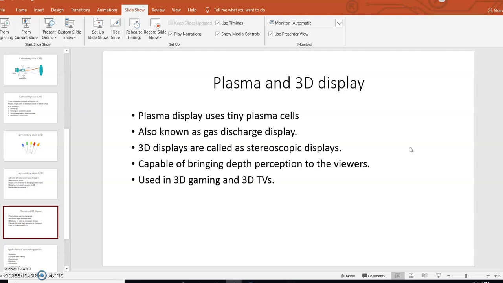Plasma display uses tiny plasma cells. It is also known as a gas discharge display. 3D displays are also called stereoscopic displays and are capable of bringing depth perception to the viewer. If you compare LEDs and plasma displays, you will find that plasma and 3D displays have very clear picture quality. You can go to TV showrooms where you can observe different television sets, like LEDs, plasma TVs, and 3D displays.